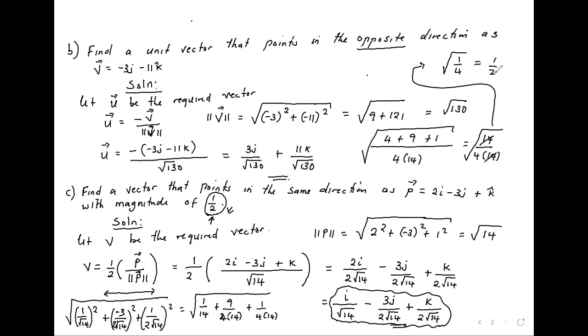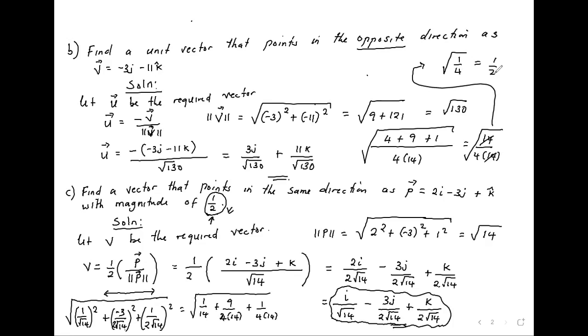Yes, sir. Hello. 4 plus 9 plus 1 divided by 4 by 14 in the square root. I didn't see you properly here. I didn't understand where it's coming from or what it gives you, how you did it.